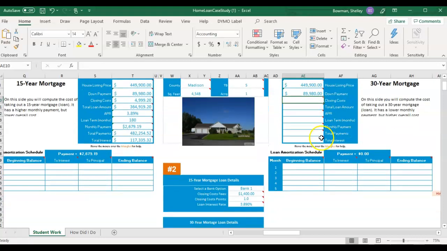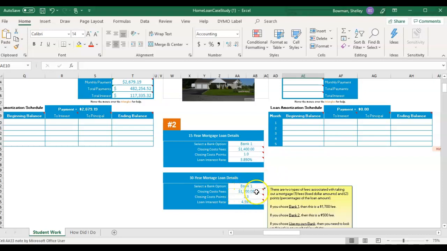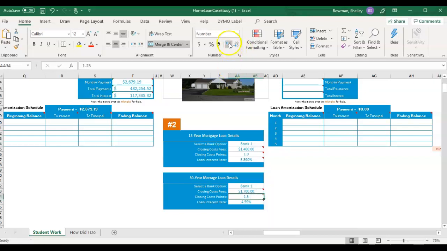Now the closing costs are different for the 30-year mortgage. Here we have a fixed cost of $1,700 and, I think, 2.5 points in this one. So I'm going to show that because there was only one decimal here. It rounded it up to 1.3, and I like seeing all the decimals on that one. So you can do the increased decimal there.